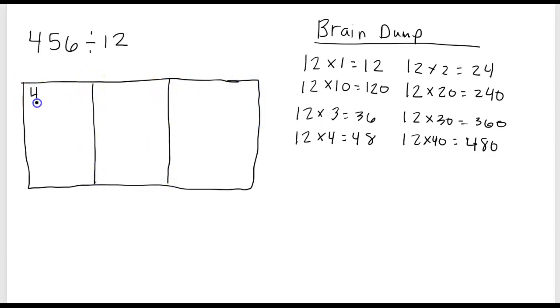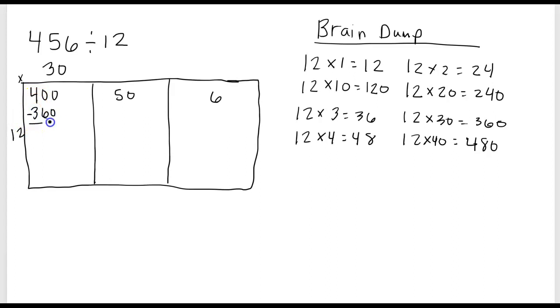So I'm going to have 400, 50, and 6. Okay, and I'm dividing all of these by 12. So what times 12 gets me close to 400? Well, if I look at my brain dump, I see that 360 is the closest that I have in my brain dump. So I'm just going to use that. So I'm going to say 30. And that's going to be 12 times 30 is 360.